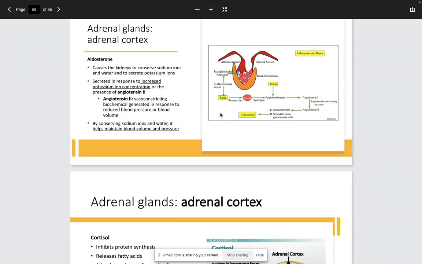The adrenal gland is very complex. It has a bunch of different layers, and a bunch of different hormones come from the adrenal gland that are going to be really important later on when we begin discussing the renin, angiotensin, aldosterone system, things like that.